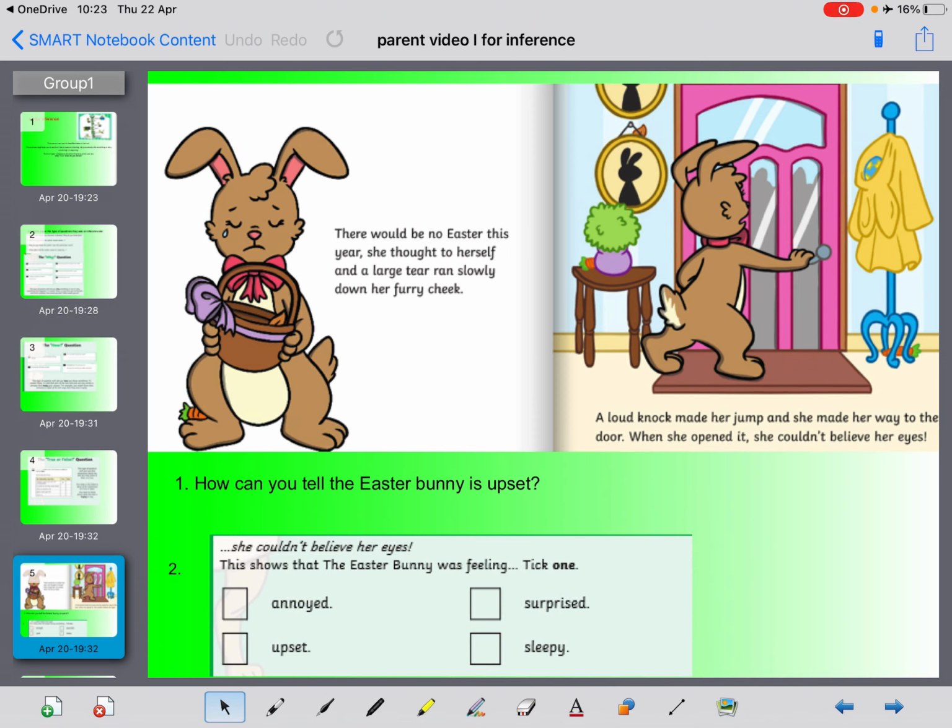There would be no Easter this year, she thought to herself, and a large tear ran slowly down her furry cheek. A loud knock made her jump, and she made her way to the door. When she opened it, she couldn't believe her eyes.